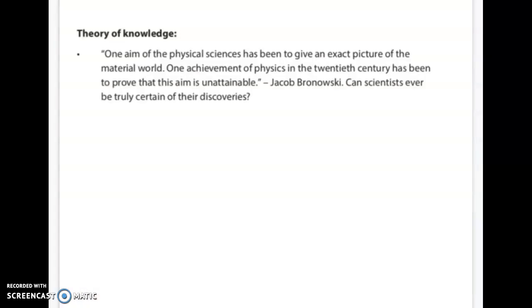There is a real theory of knowledge aspect here. As it says here, one aim of the physical scientists has been to give an exact picture of the material world. One achievement of physics in the 20th century has been to prove that this aim is actually unobtainable. It is in the sheer nature of science to question and to exploit the doubt, to ensure that science is ultimately able to be replicated, conclusions are firm, and that this uncertainty is constantly questioned. Can scientists ever be truly certain of their discoveries? Well, experimentation will eventually get to a point where some discoveries can be certain. But it's a complicated subject.